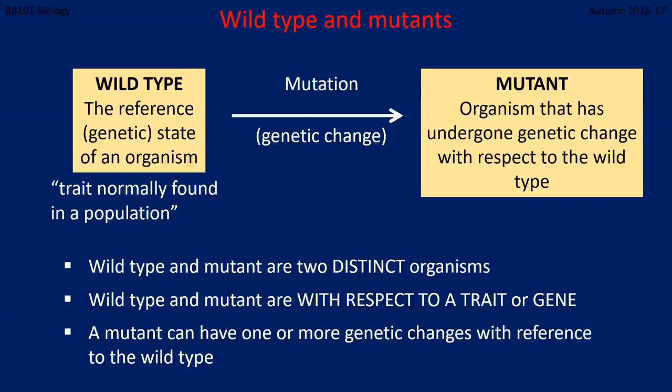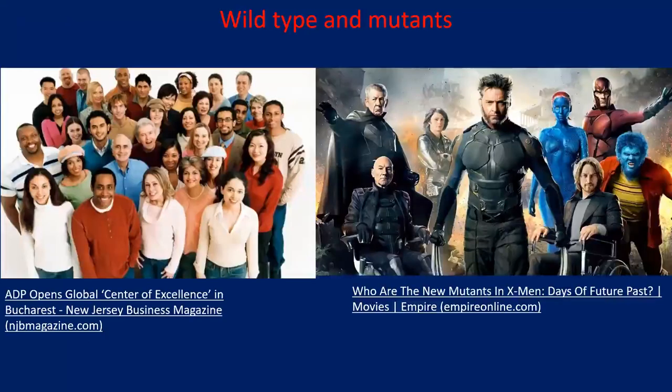Then when you think about wild type and mutant, these are with respect to the trait or with respect to a particular gene. The mutant can have one or more genetic changes. It totally depends on the reference wild type molecule or wild type organism. But now, to give you an analogy, I'm just showing you two pictures.